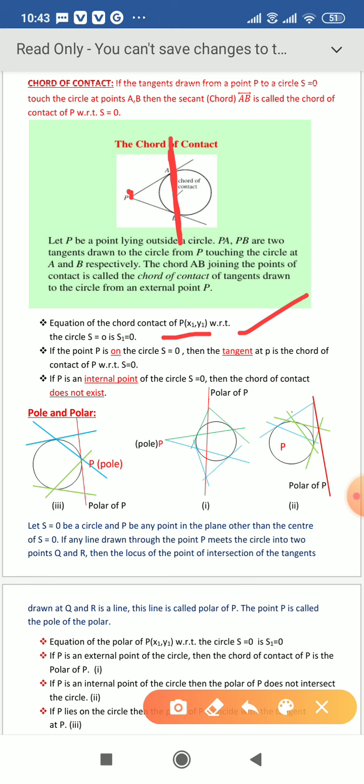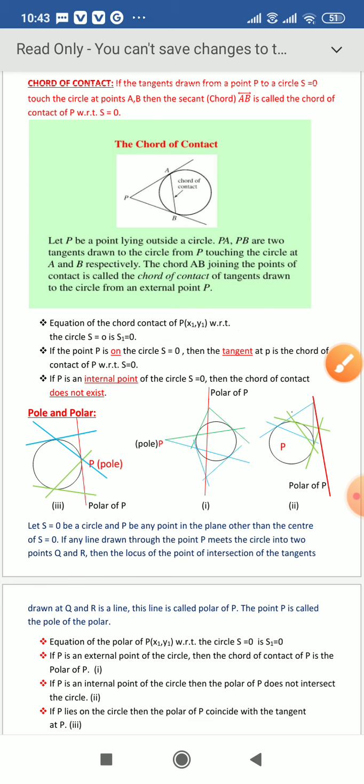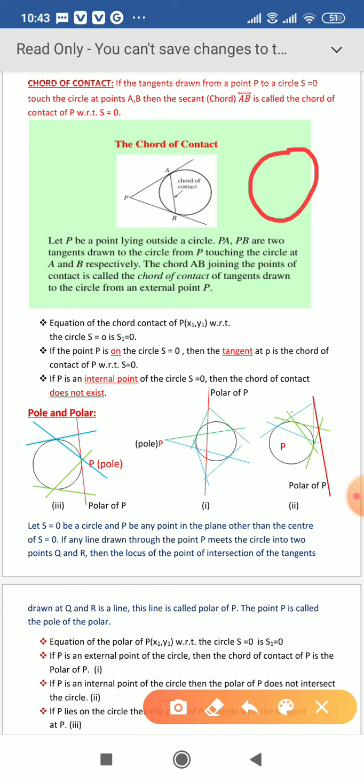If the point P is on the circle, then the tangent at P is the chord of contact of P with respect to S equal to 0. That means if we simply draw a circle, suppose this is a circle, here P is here. In this example, suppose P is a point on the circle.